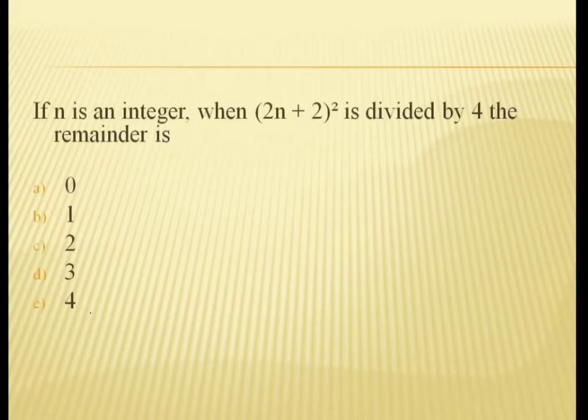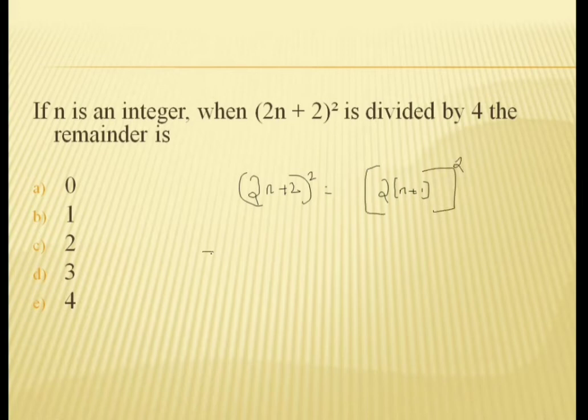So next question: if n is an integer, when (2n + 2) the whole square is divided by 4, the remainder is? So (2n + 2) the whole square can be written as, you can take the 2 out, that is 2 into (n + 1) the whole square.